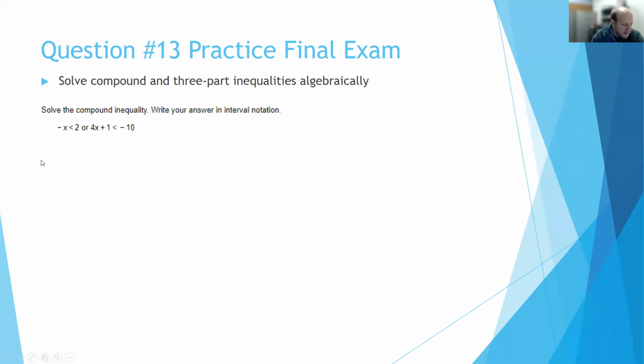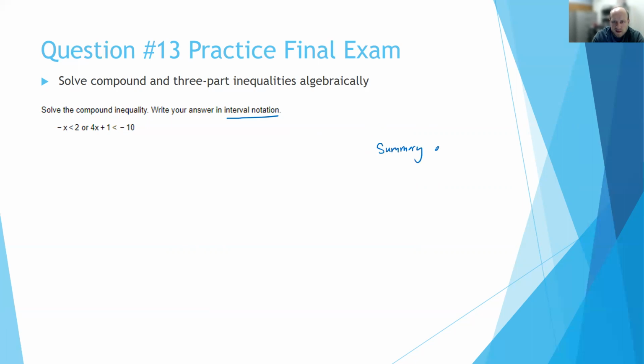All right, the next one is solve compound and 3-part inequalities algebraically. So we're going to solve this compound inequality, and we're going to write our answer in interval notation. I made a video earlier in the semester because some of you were confused on the difference between interval notation and inequality notation. I'll go through that here. Let me give you some examples.